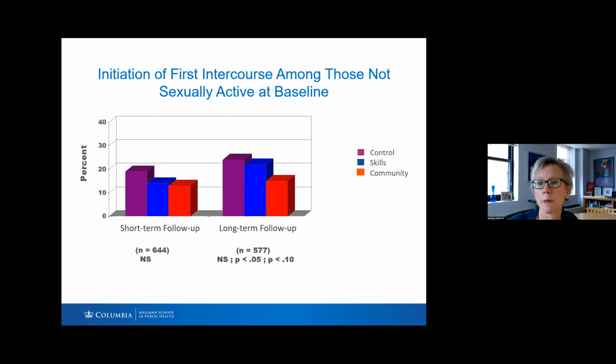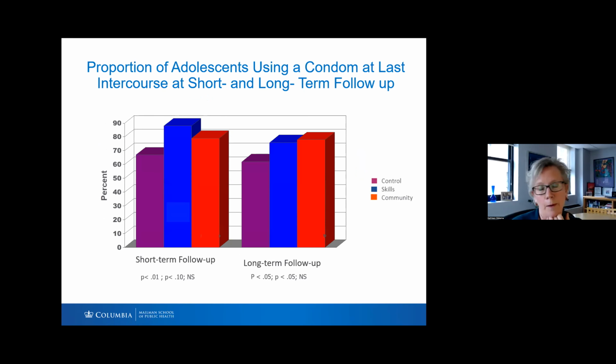So one outcome was for those who had not yet had intercourse, how many initiated, what was the sexual debut difference? And we were able to show at the long-term follow-up that those that received the community condition were actually more likely to delay first intercourse. In contrast, or maybe in parallel in a different way, the sexually active adolescents had the greatest effect, if you look here, from the skills. There's no difference between the skills and community, and the greatest effect was from skills training.